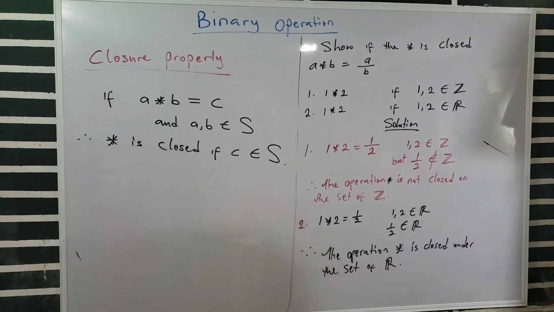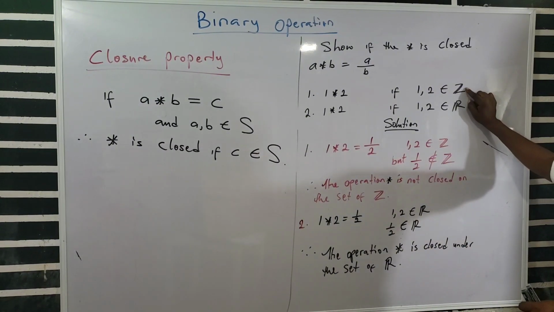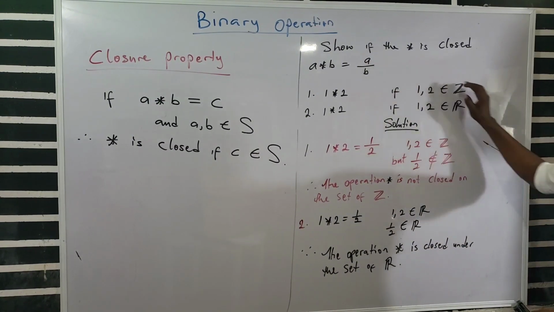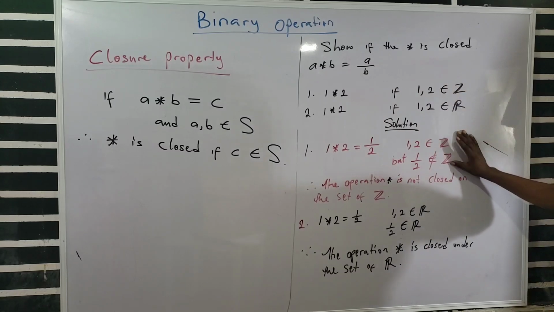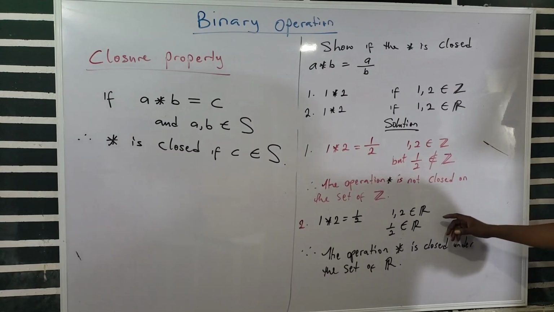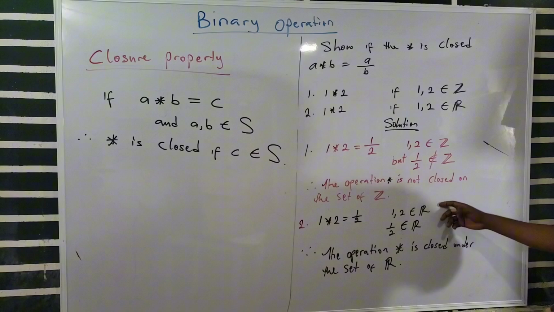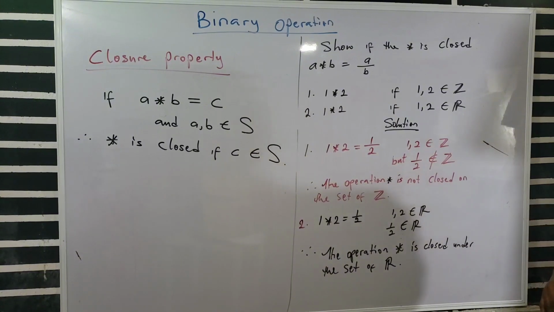So you can see the difference between the two answers. The first one, we are looking at integers. A fraction is not an integer, so it's not closed. And the second one is actually closed under the real numbers.